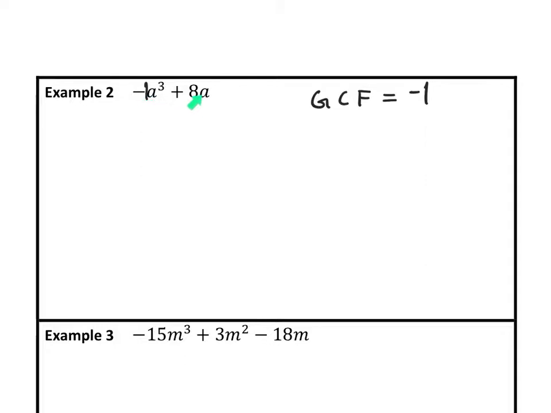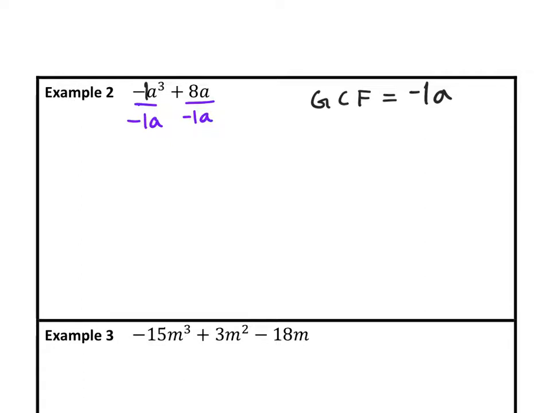Now, as far as the variables go, the letters, do they both have 3 A's? No. Do they both have 2 A's? No. Do they both have at least one A? Yes, they both have at least one A. So that's my GCF. And so we're going to divide both of these by negative 1A.